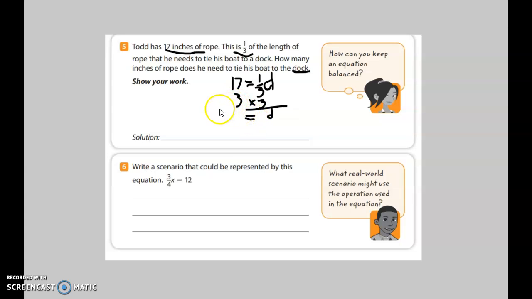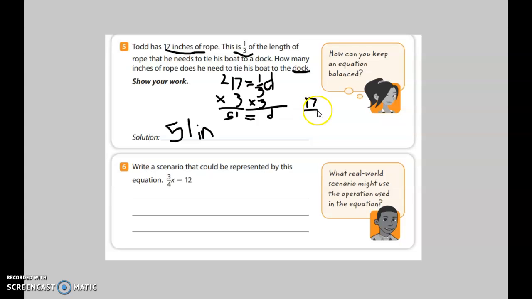There's our equal sign. And 17 times 3: 7 times 3 is 21, 3 times 1 is 3 plus 2 is 5. So to answer the question, Todd needs 51 inches of rope total. And you can go back and check this if you wanted to.